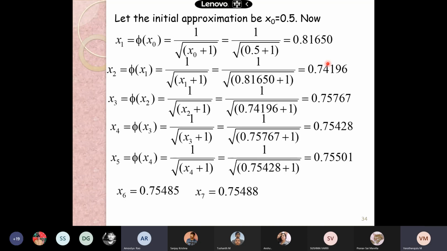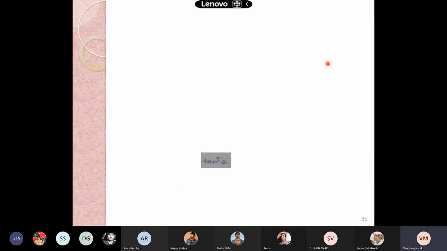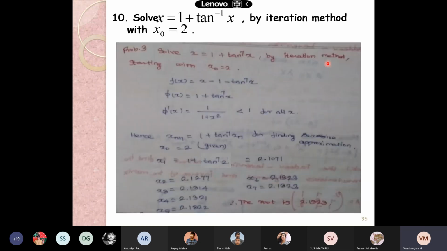Then 0.75488. Yes. During our seventh iteration, we are getting 0.75488. Then continue the iteration. It remains the same. So concerning the 5-digit accuracy, iterations 7 and 8 return similar values. So the root for the given f of x is 0.75488. So this is our problem number 9.